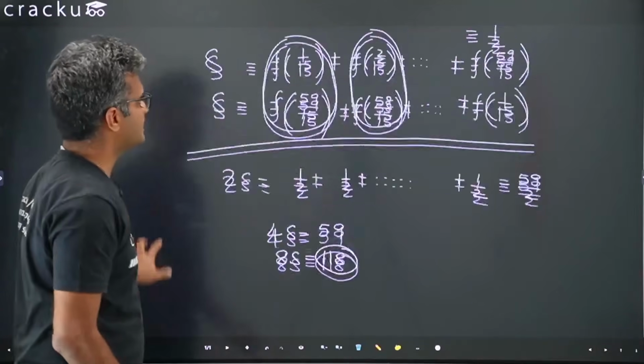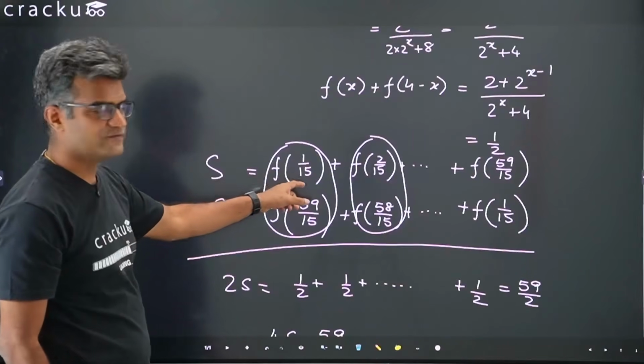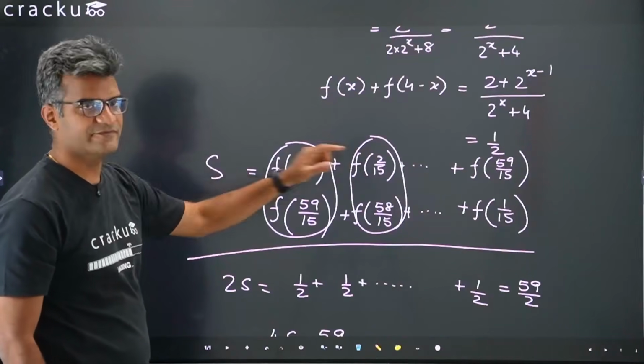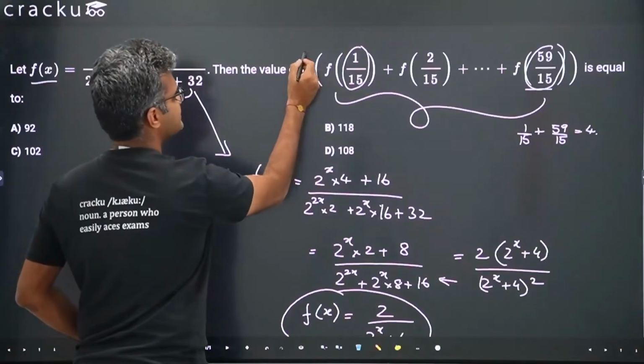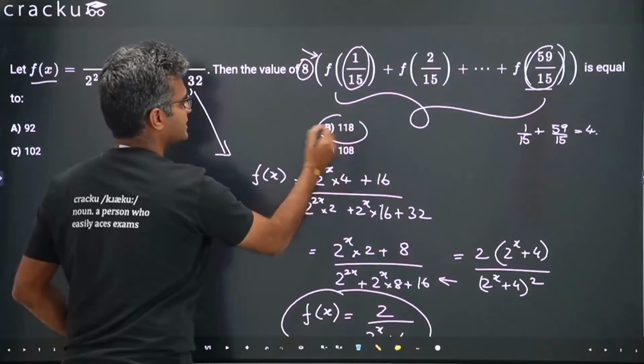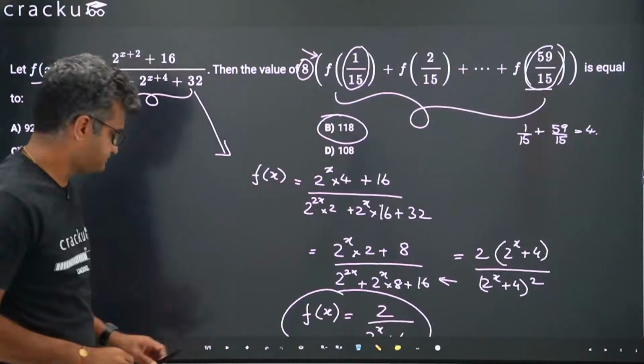What we are required to calculate is 8 times the value of f of 1 by 15 plus dot dot dot till f of 59 by 15. So the answer for this question, which is 8 times this, is equal to 118, which is option B.